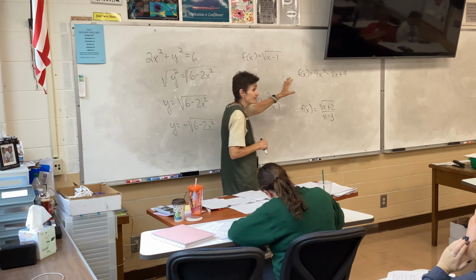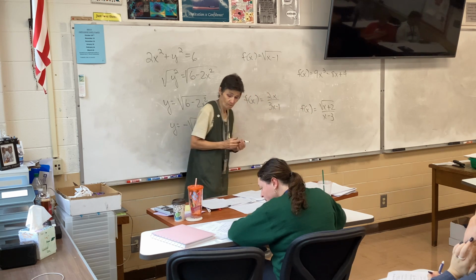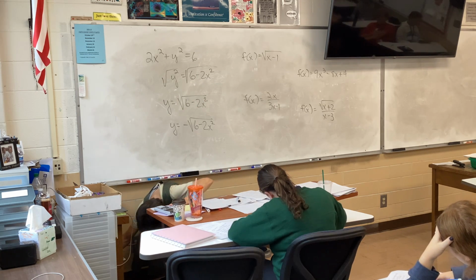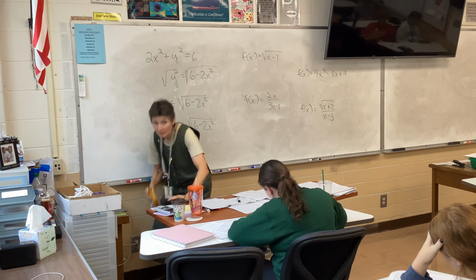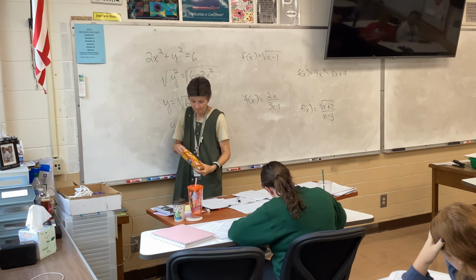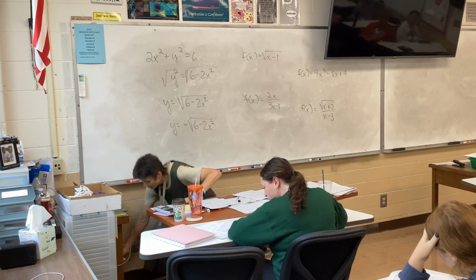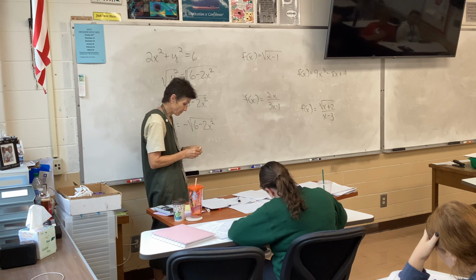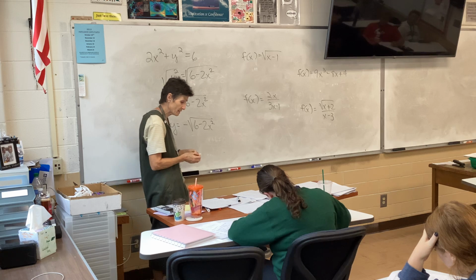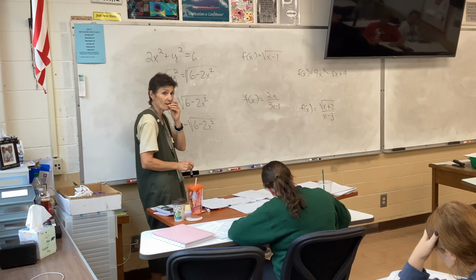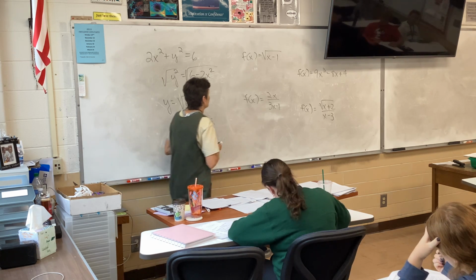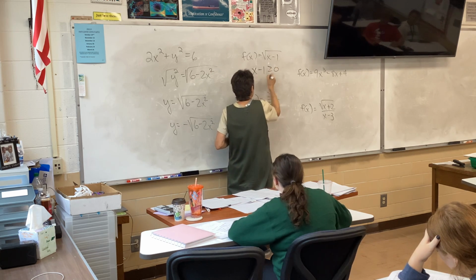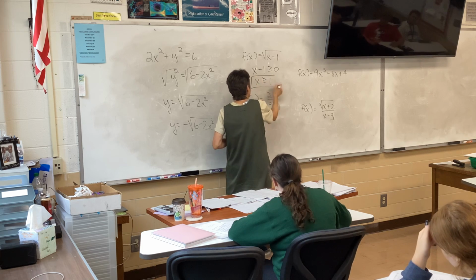Now we've got the domain section. So, what's our rule? Or I should say, our 2 rules for domain. Under a radical and denominator. If it's under a radical, it has to be positive, or greater than or equal to 0, right? So, under a radical, greater than or equal to 0. So there's my answer.